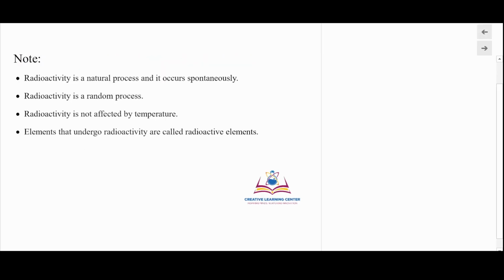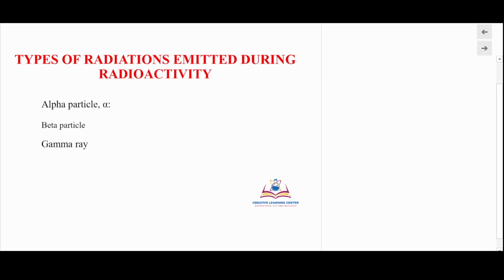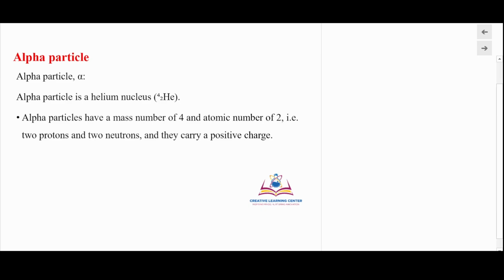What you need to understand about the radioactivity reaction is that these reactions are spontaneous, they occur naturally. It's a natural process. And also these radioactivity reactions are random processes. These radioactive reactions are not affected by temperature. And also the elements which I'm going to talk about, we shall call them radioactive elements. As you can see, these particles which are emitted, I've talked about them. They're basically three: the alpha particle, the beta particle, as well as the gamma rays. Let's look at each of these particles in detail.